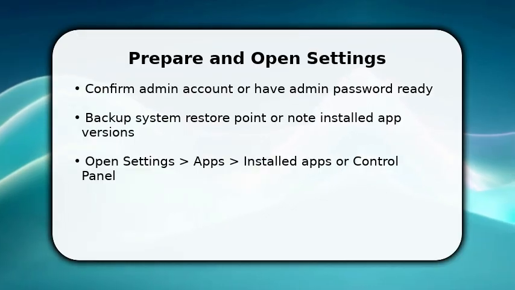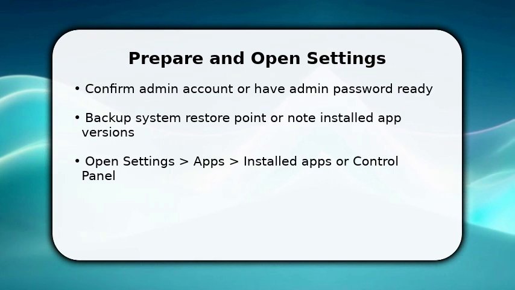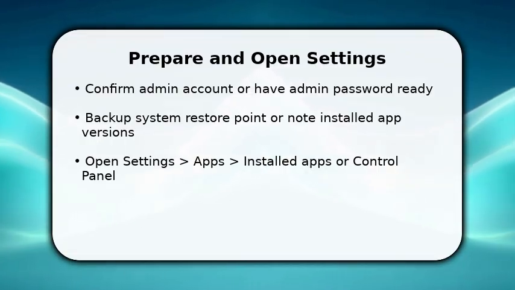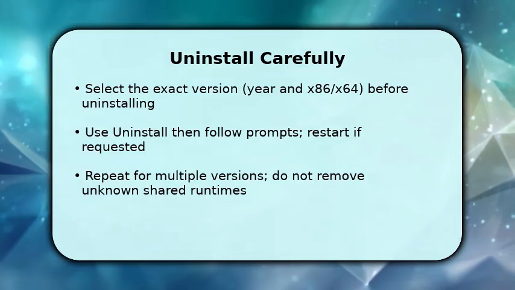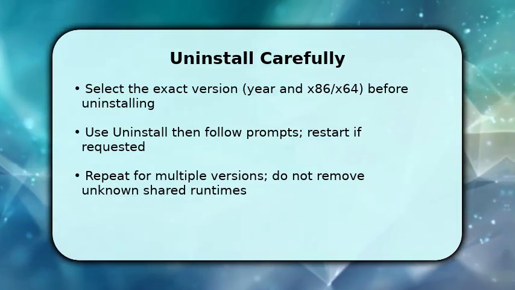Make sure to note version numbers like 2015-2019 x86 or x64 before you continue, so you can reinstall exactly what you need later. Now you perform the uninstall. Select the precise Visual C++ entry by year and architecture, click Uninstall, and follow on-screen prompts.